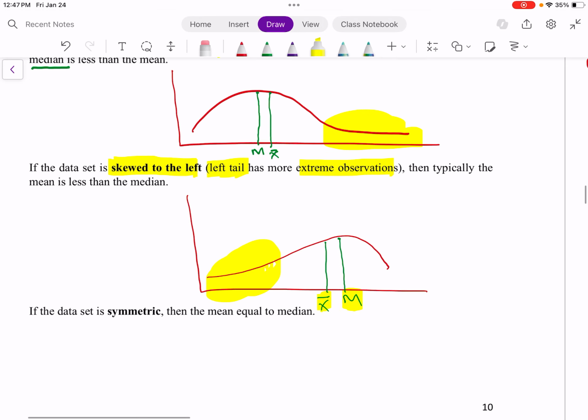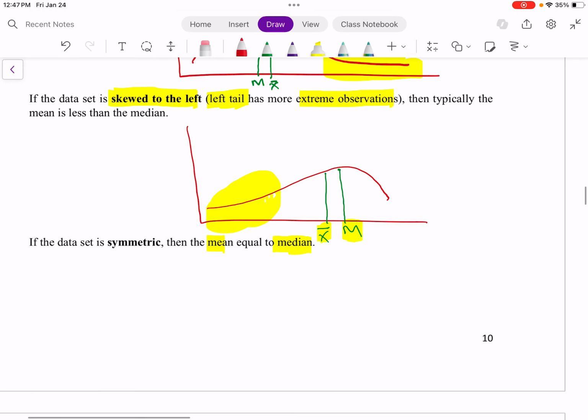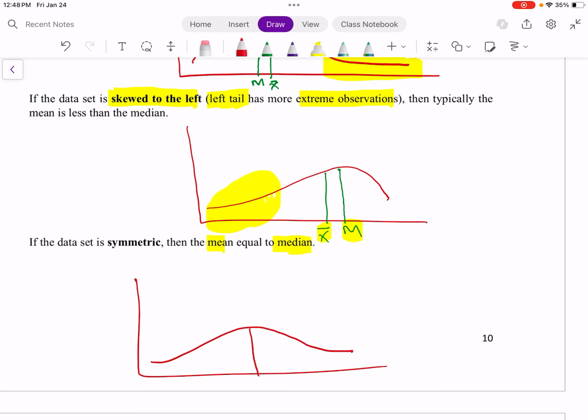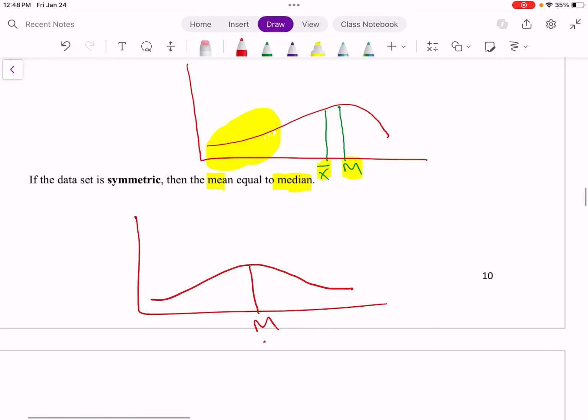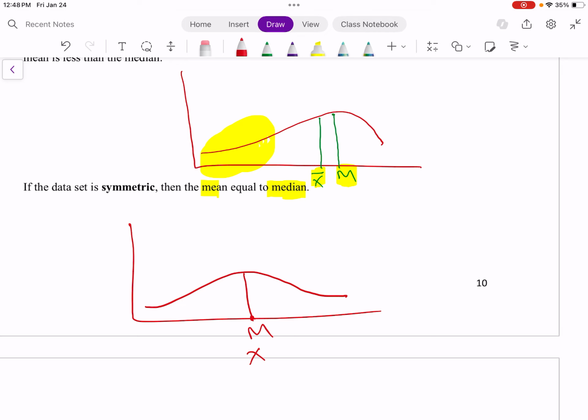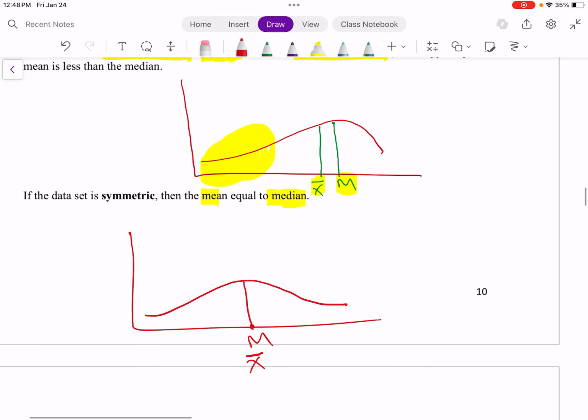The next, now if our mean and median are equal, sometimes we might have a mean and median equal to each other, and we call that data set a symmetric data set, okay? So we don't have any tail here, so we have the mean and median at the same point, okay? So this point is the median as well as the mean. And if our mean and median are equal to each other, it is a symmetric data set, okay?